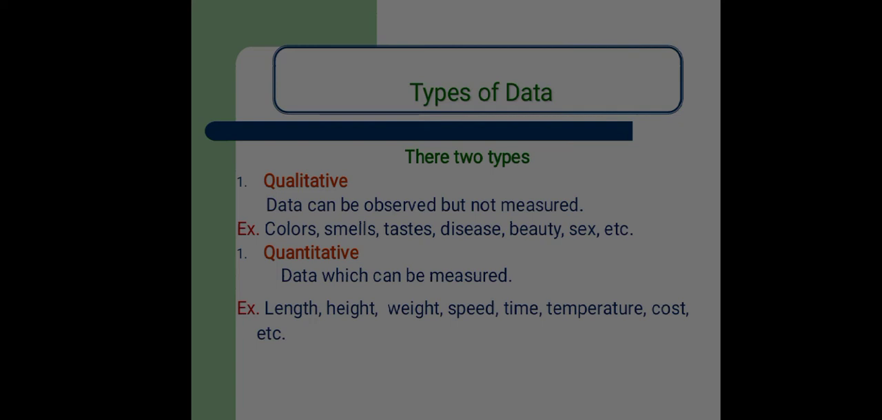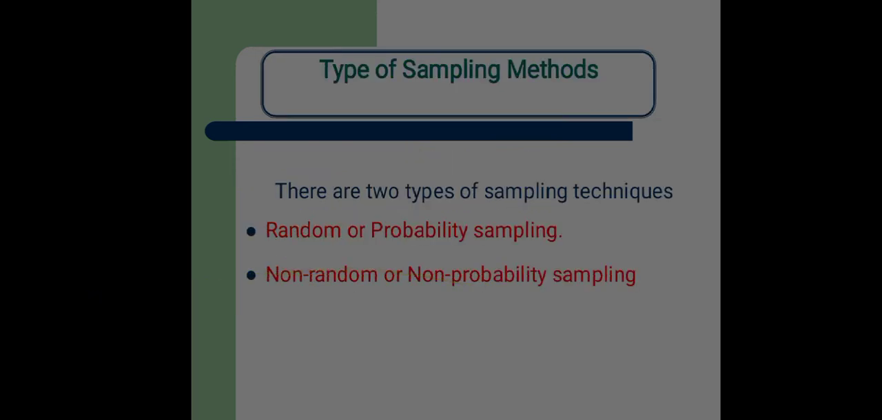Data that can be observed but not measured is called qualitative data. Example: colors, smells, taste, disease, beauty, etc. Quantitative data can be measured: length, height, weight, speed, time, temperature, cost, etc. Types of sampling method: random or probability sampling, and non-random or non-probability sampling.